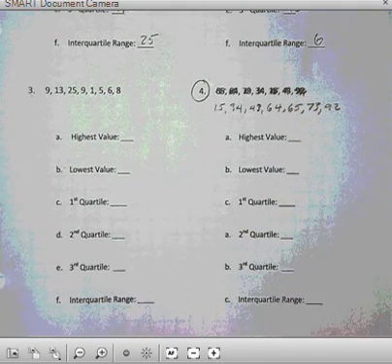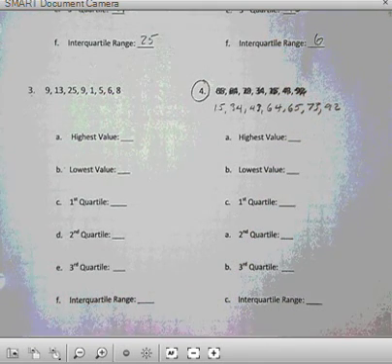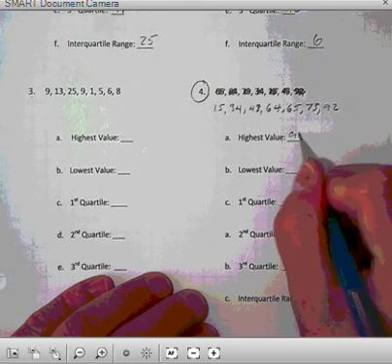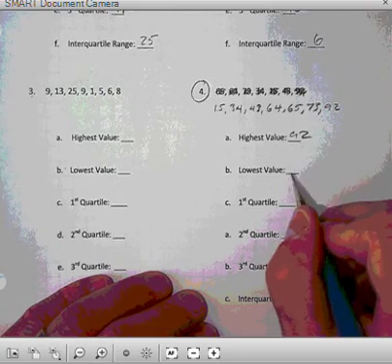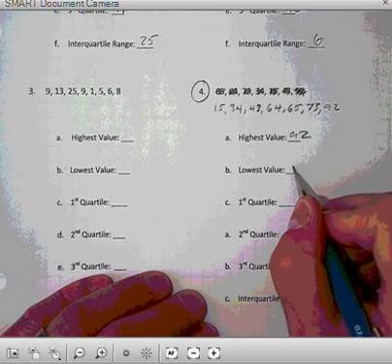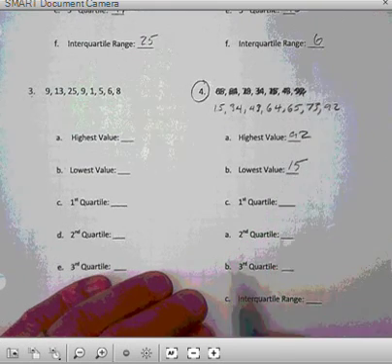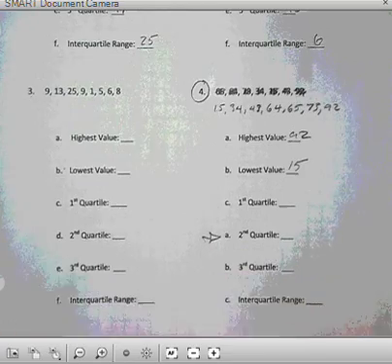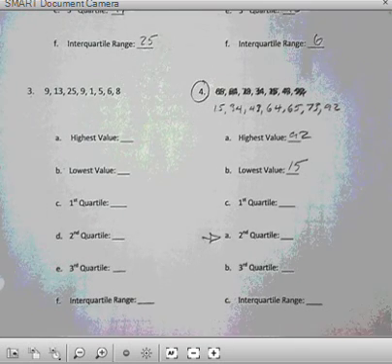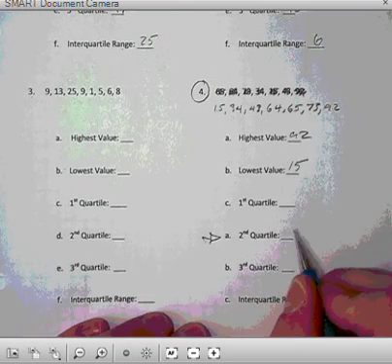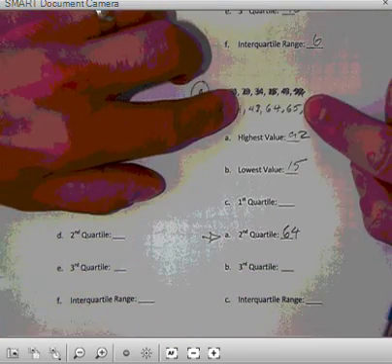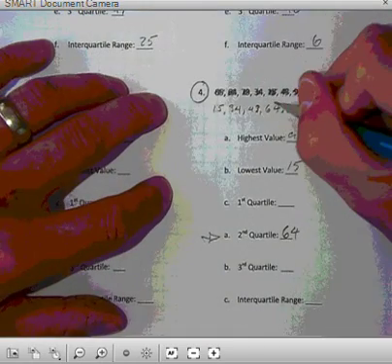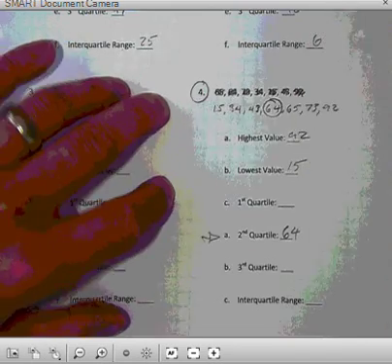All right, what is the highest value in that line? 92. What is the lowest? 15. Outstanding. And then we find the second quartile first. That's the median of that data set. Kyle? 64. Outstanding. Now this one's a little bit different. Cross off, cross off, cross off. Now our 64 is right there in the center.